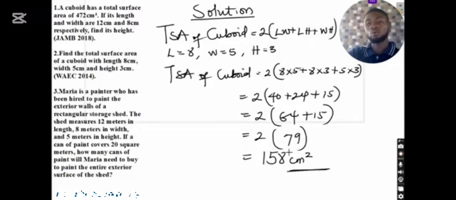So I know you want to ask, what is the application of all these? Is mathematics applicable in real life situations? We are taking question number 3. Maria is a painter who has been hired to paint the exterior walls of a rectangular storage shed. Now the shed measures 12 meters in length, 8 meters in width, and 5 meters in height.